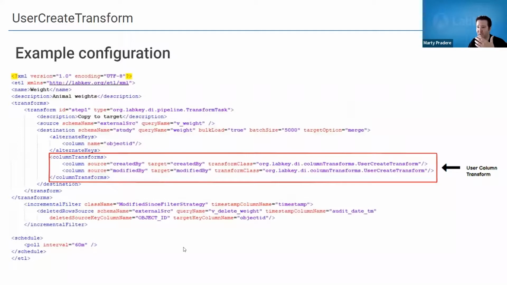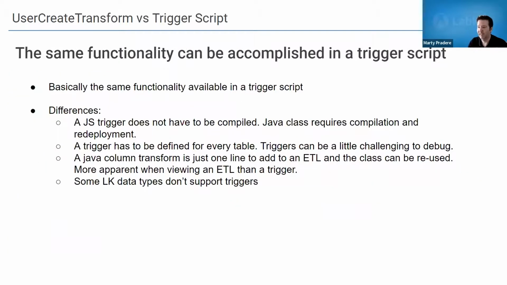And I would say it's also a little more apparent, if you're looking at the ETL, what transformations are going on, versus a trigger script, which is a little bit more hidden and not always apparent that you have some sort of transformation going on. And there are just some LabKey data types that don't yet support triggers. And so this would be a better fit for that case.